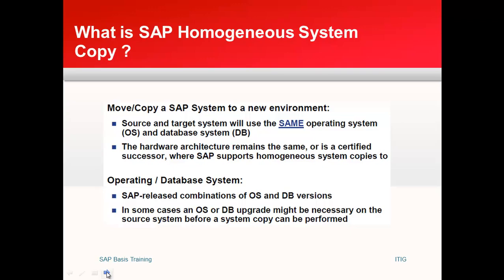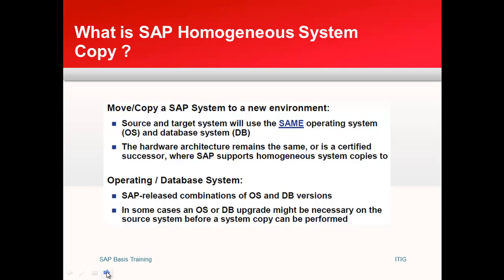Now, operating and database systems, basically it depends on the SAP released combination of OS and database versions. In some cases an OS or DB upgrade might be necessary on the source system before the system copy can be performed. So basically what we have seen here in homogeneous system copy is we are not changing the OS, we are not changing the database, but we are creating a new system either of the same version or a similar version.